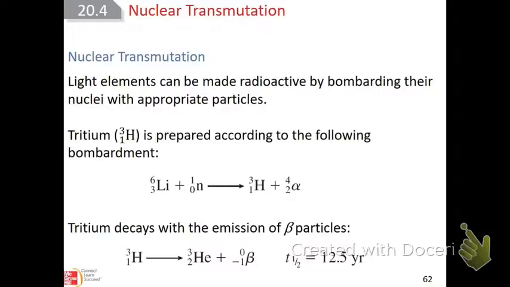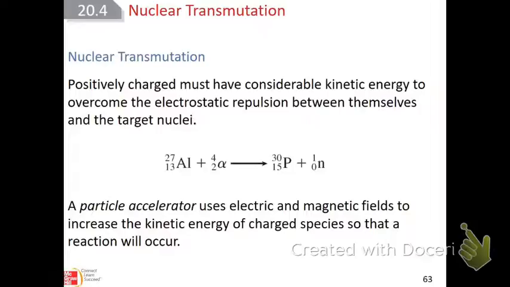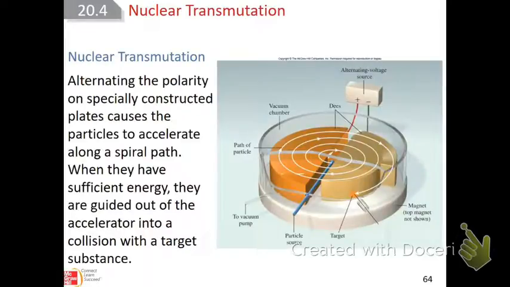So this is exactly what this is talking about right here. Light elements can also be made radioactive by bombarding them. These are more of these kinds of reactions, and you might be asked to balance them. So if you bombard them with a neutron, you can get tritium and an alpha particle, and so forth. Okay. And here's a particle accelerator right here.